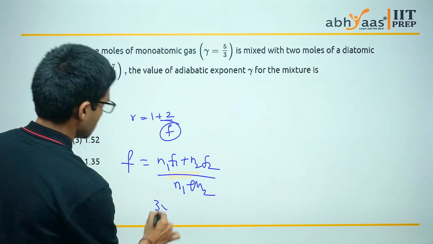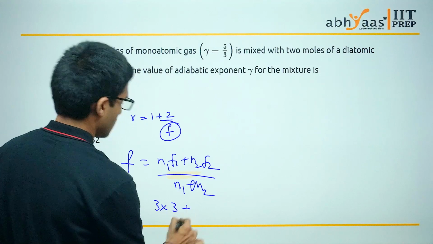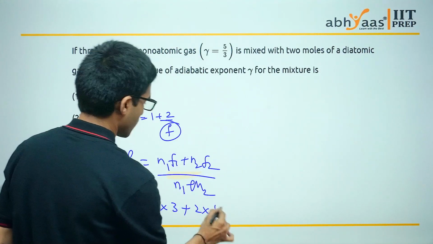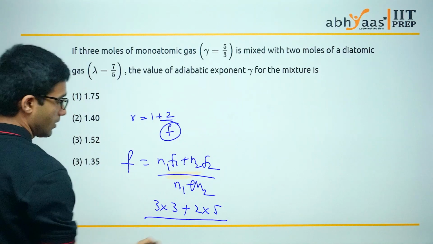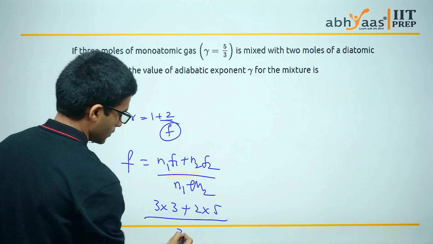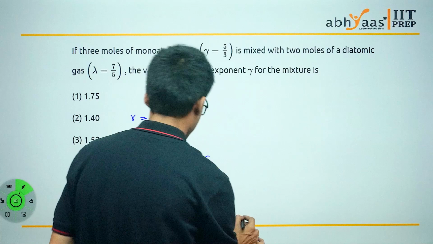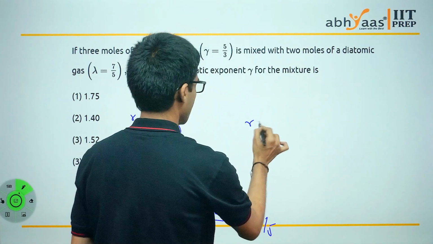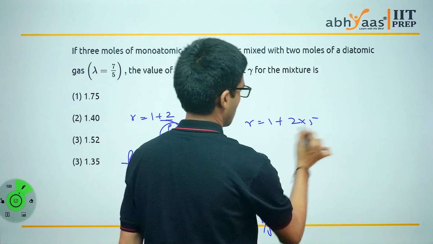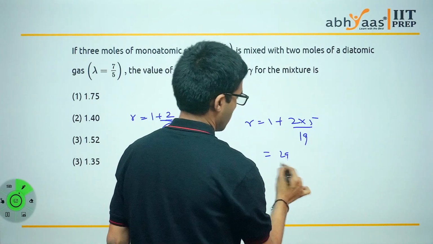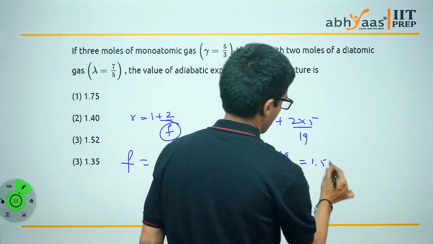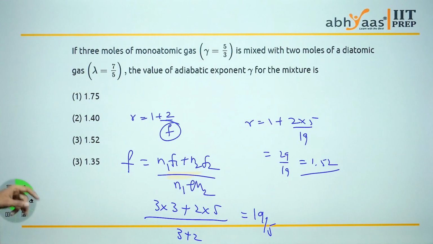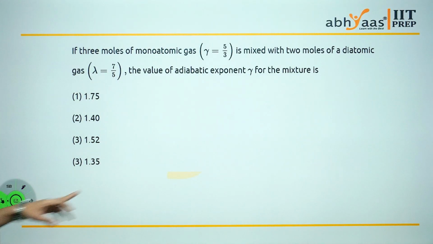3 moles into monoatomic gas degrees of freedom 3, plus 2 moles into degrees of freedom for the diatomic gas, which is 5, by N1 plus N2, that is 3 plus 2. So 9 plus 10, 19 by 5. Gamma is equal to 1 plus 2 into 5 by 19, that is 29 by 19, that is 1.52. This type of question came 2 times, the same type of question.